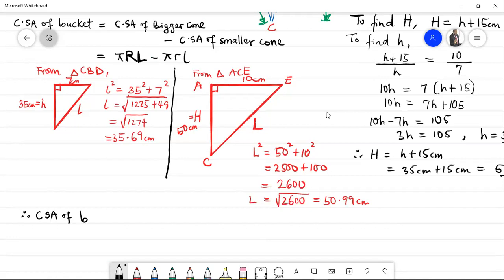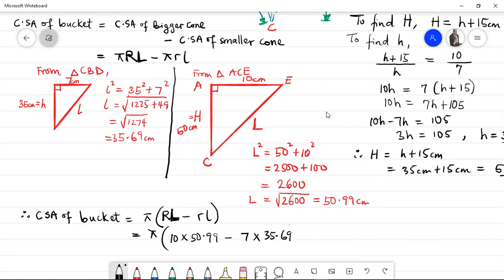Finally, going back here, therefore, the curved surface area of the bucket will be equal to pi. Of course, I can factorize pi out from the formula here. Pi is common, into big R, big L, minus small r, small l. So let's substitute our values. This will be pi into the bracket of, what is big R? Our big radius is 10. Big L is 50.99. Then minus small r, 7 centimeters, times small l, calculated as 35.69 centimeters.